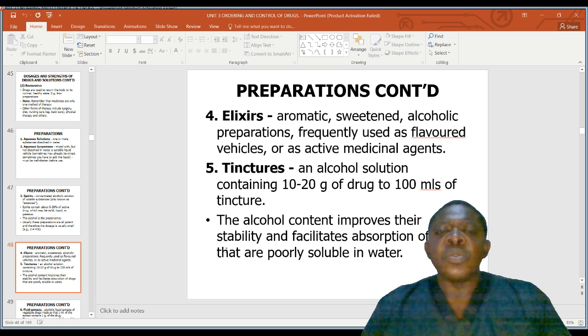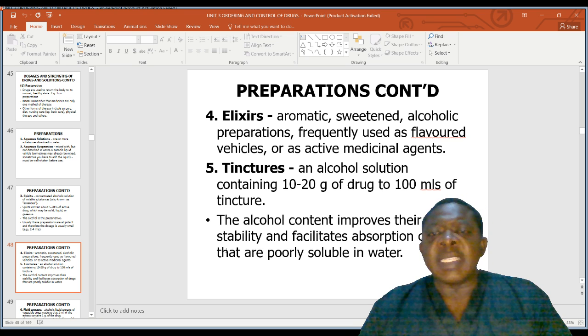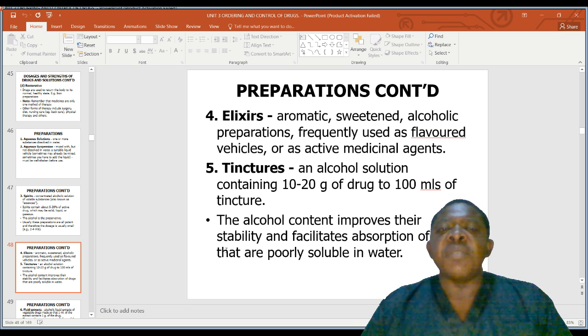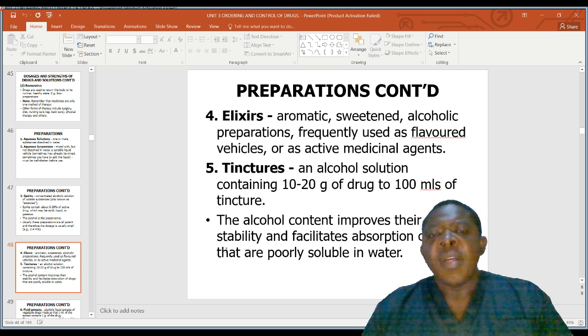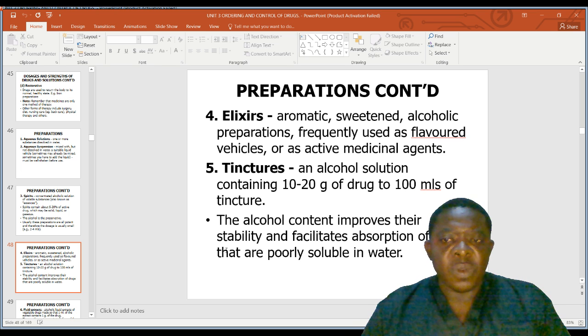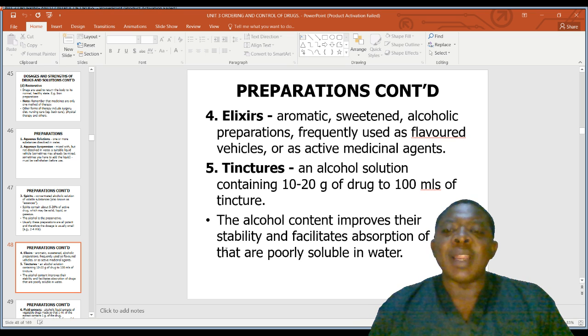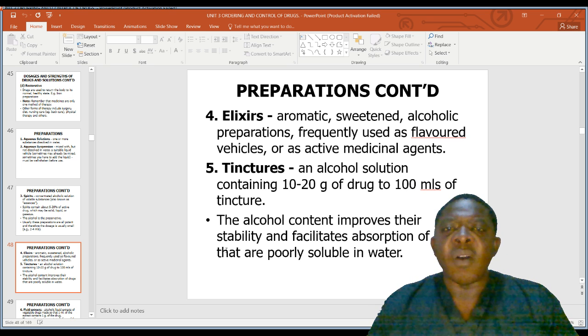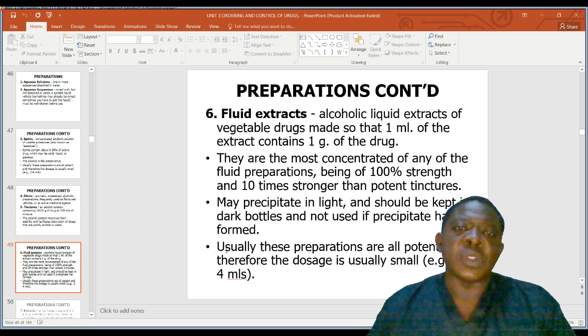Then when you talk of tinctures, a tincture is an alcohol solution containing 10 to 20 grams of drug to 100 mils of the tincture. The alcohol content improves their stability and facilitates absorption of drugs that are poorly soluble in water. So that's why this alcohol component is being used.